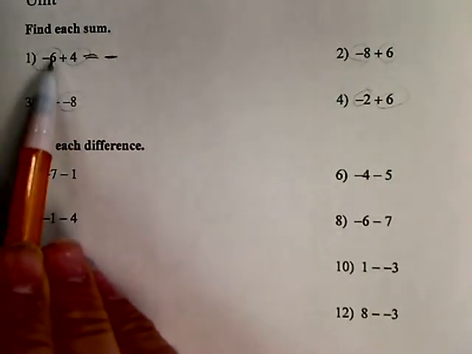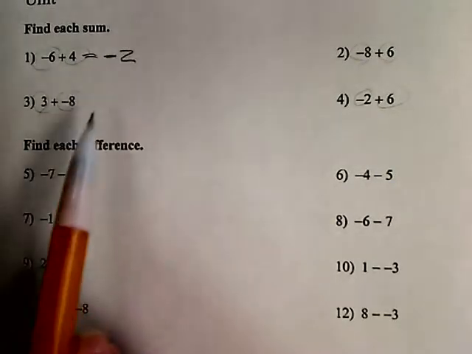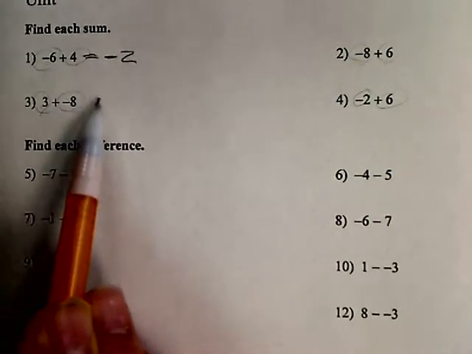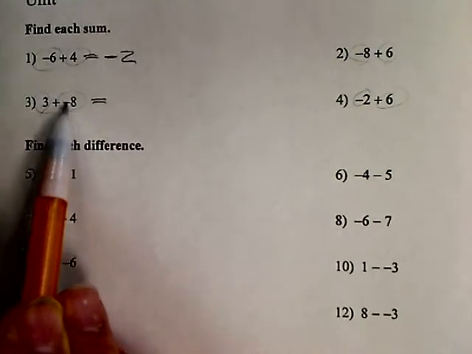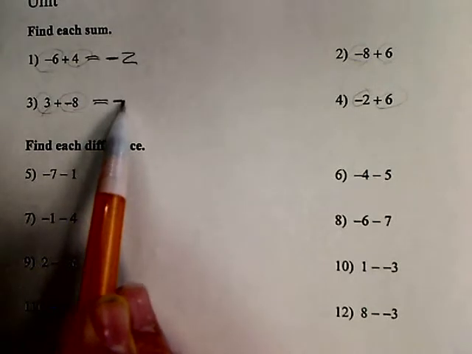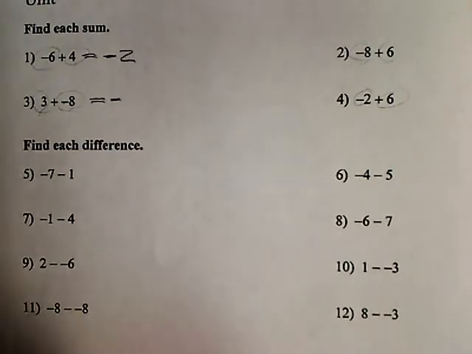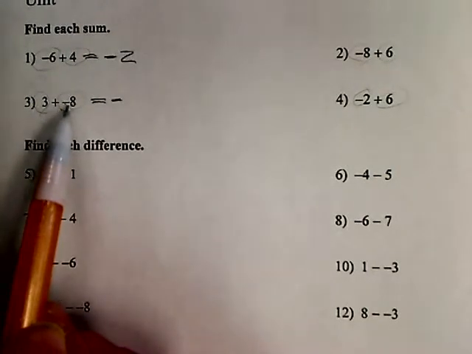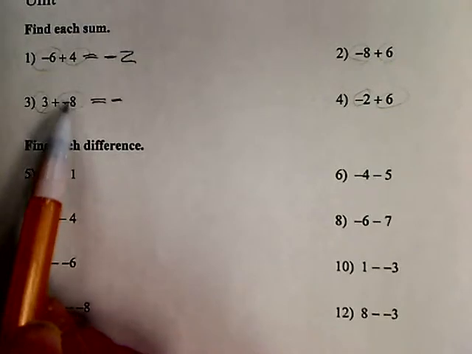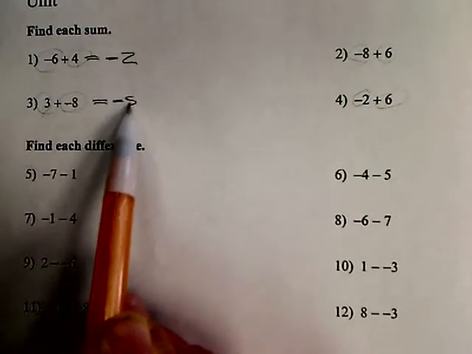And then all you have to do is subtract them. 6 minus 4 is 2. Which one's larger? The 8's larger. So its sign's going to go with it. So that's a negative. And then I have negative 8, or 8 minus 3, which is 5. So I get a negative 5.